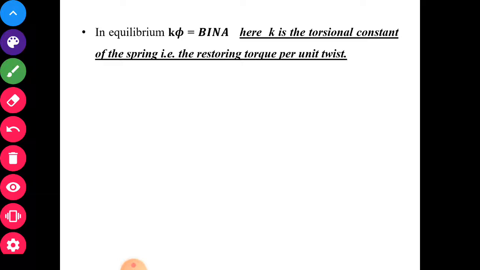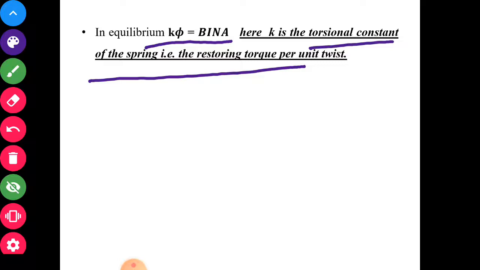So in equilibrium, when the pointer remains in a particular place, either on the left side or the right hand side, that is the equilibrium position, and the two torques, the restoring torque and the torque produced in the current carrying coil, become equal. K is the torsional constant of the spring. It is nothing but the restoring torque per unit twist. Its definition is the restoring torque per unit twist. It's a constant.